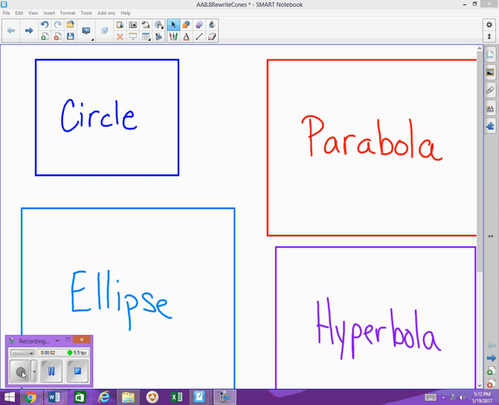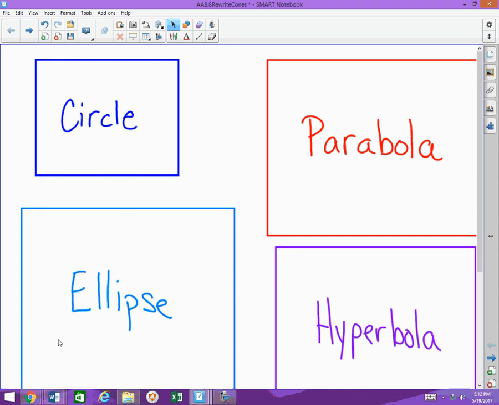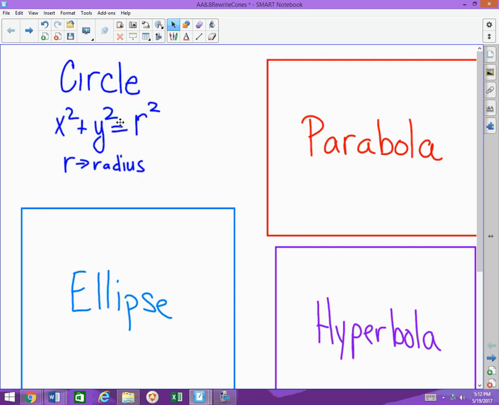Past few days we've gone through how to graph circles, parabolas, ellipses, and hyperbolas. And we dealt with them when the center of them was at the origin. And our equations were for a circle, x squared plus y squared equals r squared, and the radius is r.